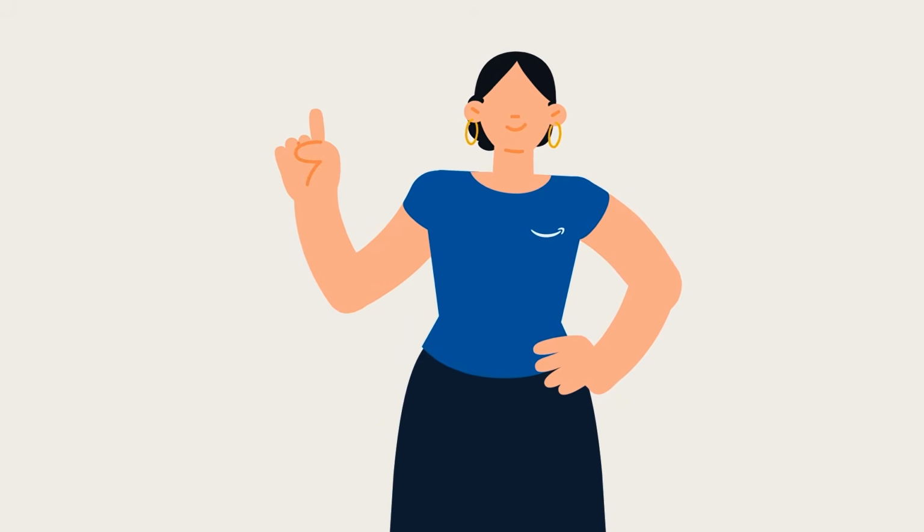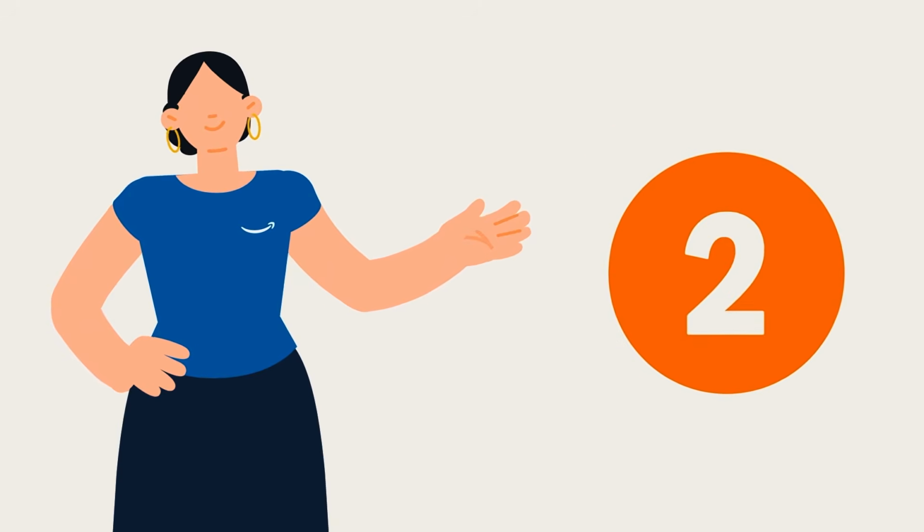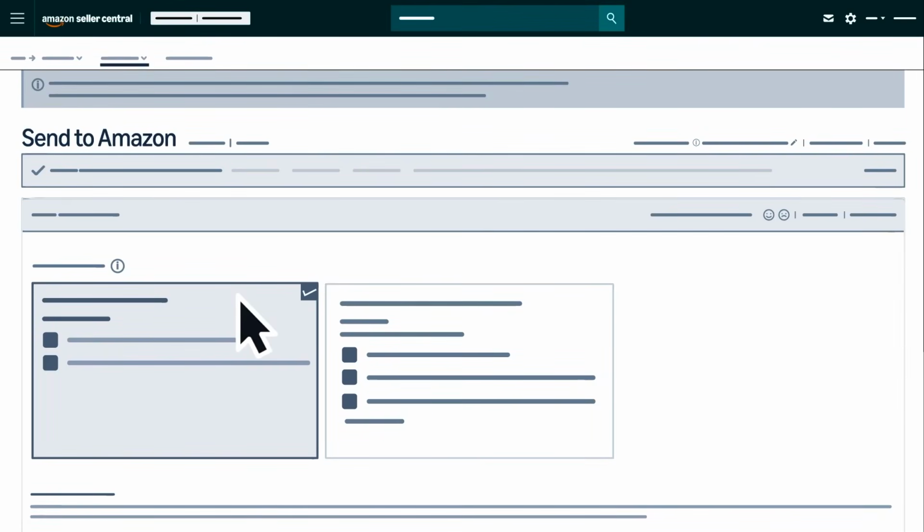Once you've completed Send to Amazon Step 1, Confirm Inventory to Send, you're ready for Step 2, Confirm Shipping. At the top of the page, you'll see your shipment method, which selects where you ship your products to. Amazon Fulfillment Center will be selected by default.